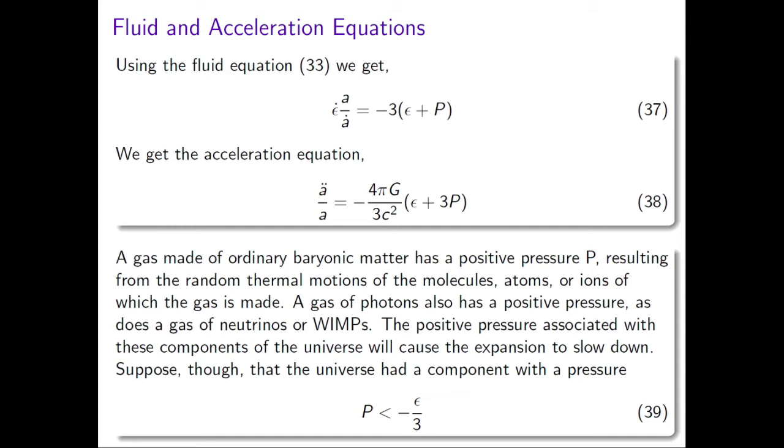So the baryonic matter, the atoms and particles, are made up of 3 quarks. I don't want to get too detailed into that, so you can refer to the other lecture for more details. So the gases are made up of baryonic matter. They have a positive pressure, which results from the random thermal motions of the atoms or ions of the gas. A gas of photons also has positive pressure, as does a gas of neutrinos or WIMPs.